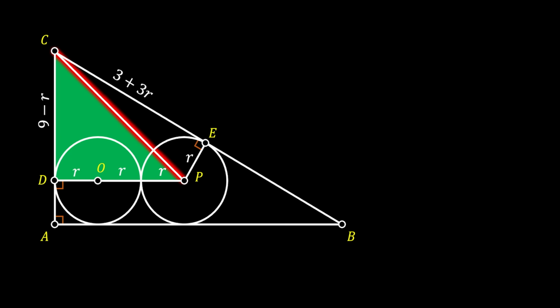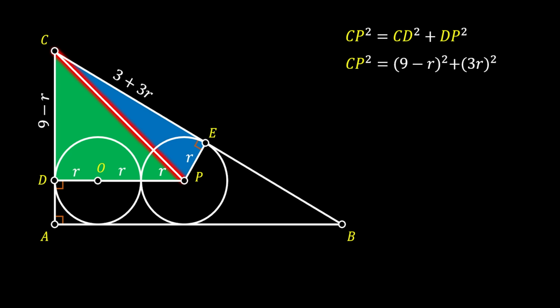We will now use the Pythagorean theorem on this triangle and we will get that the hypotenuse CP squared is equal to the leg CD squared plus the leg DP squared. We will substitute the values from the sketch and we will get the following equation. Now we can notice another right triangle CPE. We can use the Pythagorean theorem on this one as well. So hypotenuse CP squared is equal to CE squared plus PE squared. We will again substitute our values and get this new equation.